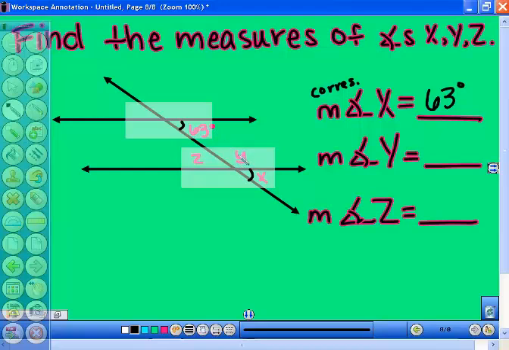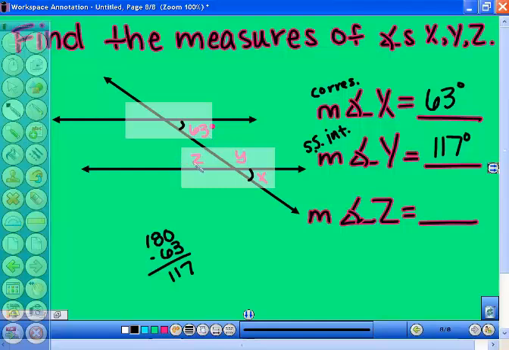63 and Y, they are inside the parallel lines and on the same side. So 63 and Y are same side interior. That means they are supplementary, so we need to figure out what's left of the 180 after I use 63, and that is 117. So angle Y is 117 degrees.